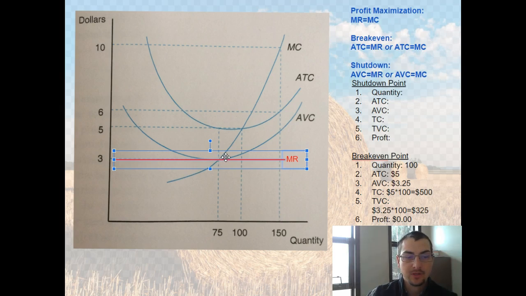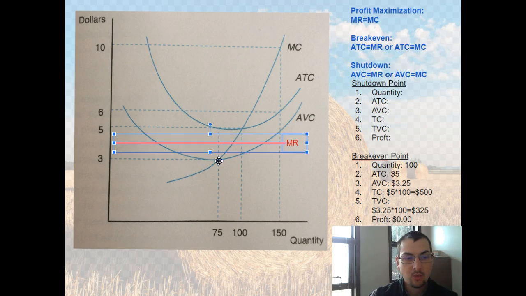But at any point between this break-even point and the shutdown point, if we are producing, say, right here, where our marginal revenue is equal to there, we're going to continue to produce in the short run because we are still covering all of our variable costs, and we're also covering some of our fixed costs.